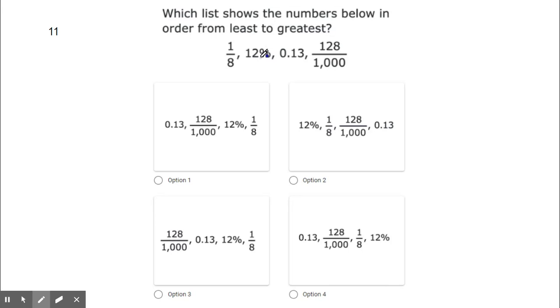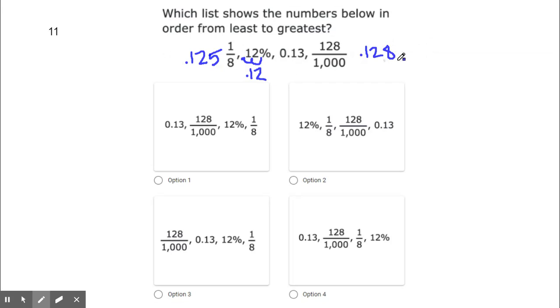So to change a percent to a decimal, I move it over 2 place values. So this is 0.12. Then 1/8, that's 1 divided by 8. So 1 divided by 8, I get 0.125. And then 128 divided by 1,000 is 0.128.